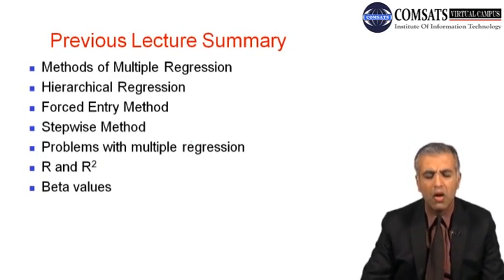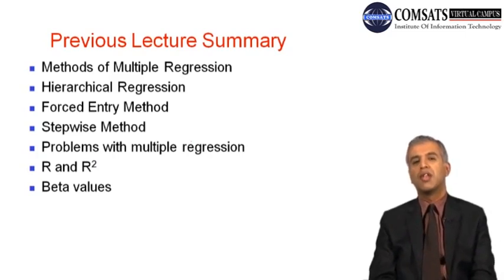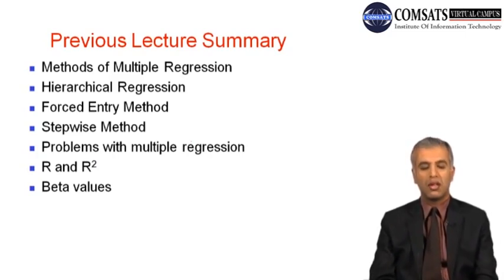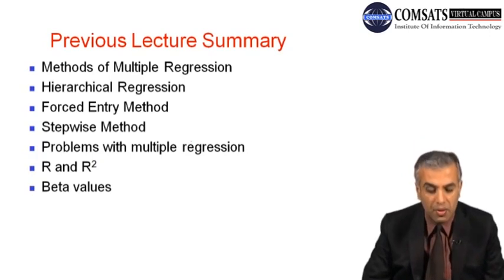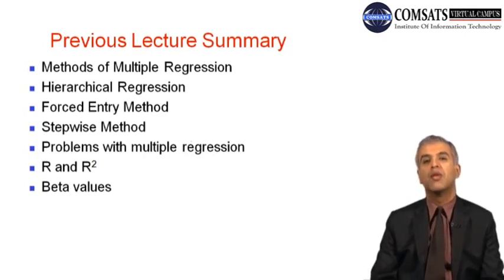Along with these methods, we discussed that this is not an ideal method, so it has its problems and discrepancies as well. So we had a discussion on those problems here, and then we had a brief overview of what is meant by R and R square. And then what do we mean by beta values here?